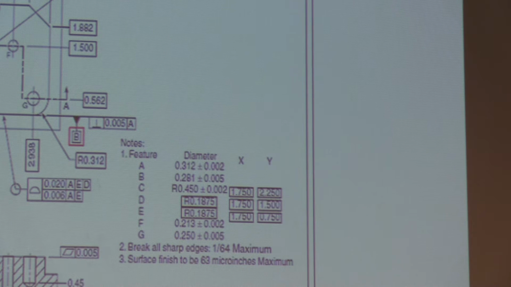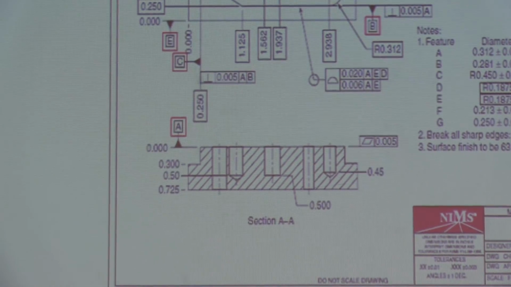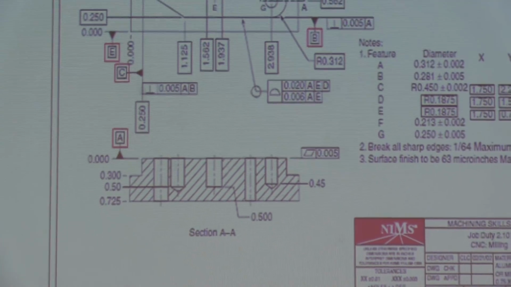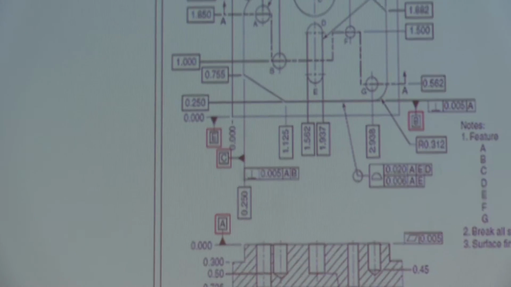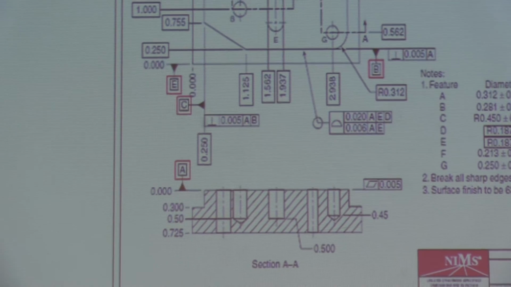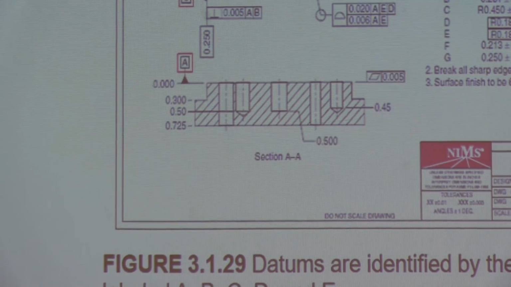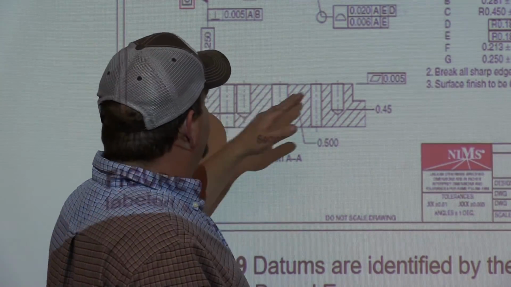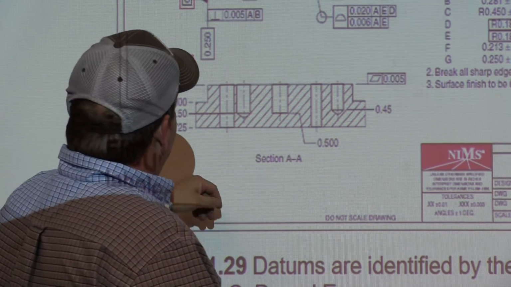So datums are identified by the filled triangles labeled A, B, C, D, and E, sorry. Here I am on the back side. As you can see, A is on the bottom, B on the upper right hand corner, C in the middle to the left, D is up top here, and then E is this section as well. Okay? So real quick, let's break down this bottom. This is section AA. This is a sectional view. Because it's a cross-section, it shows the interior holes within it. Just showing you dimensions. Okay?